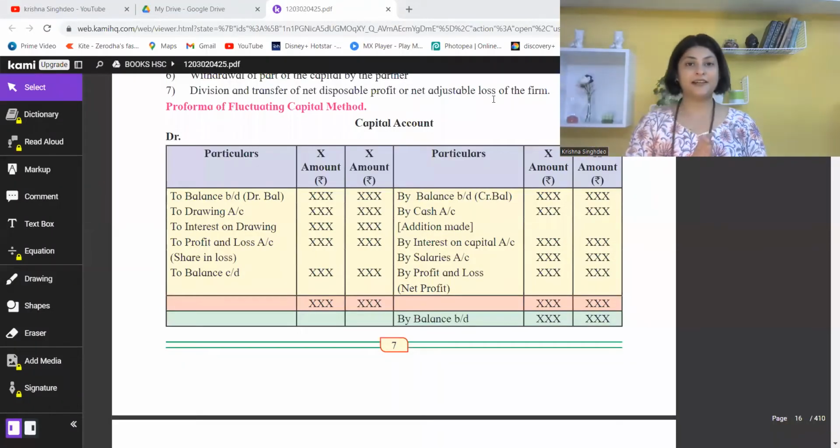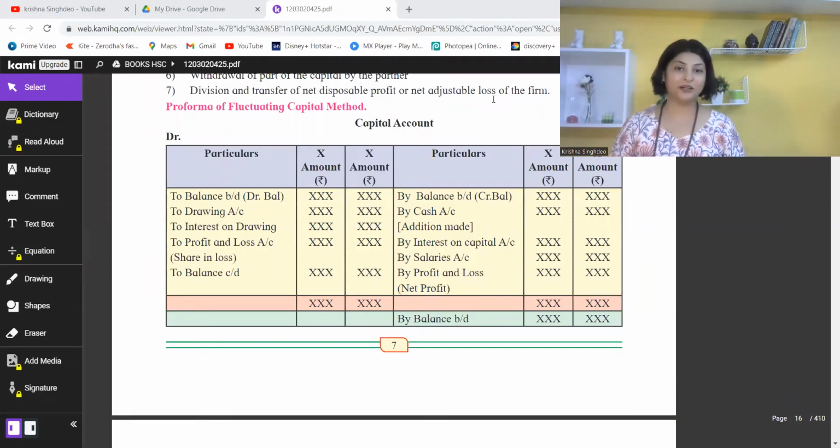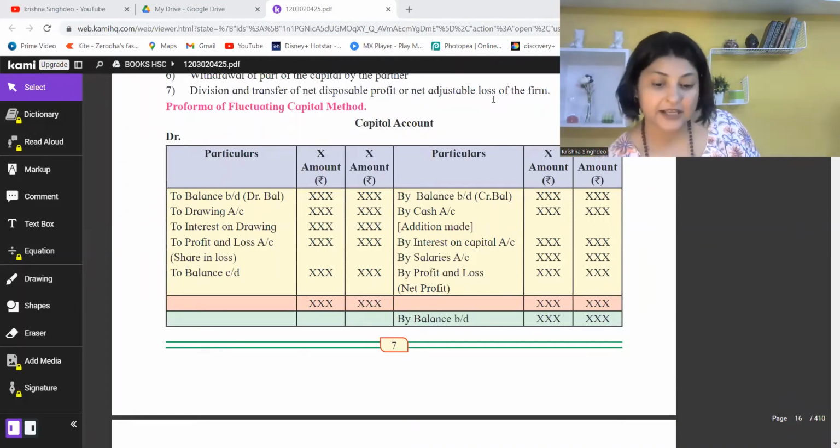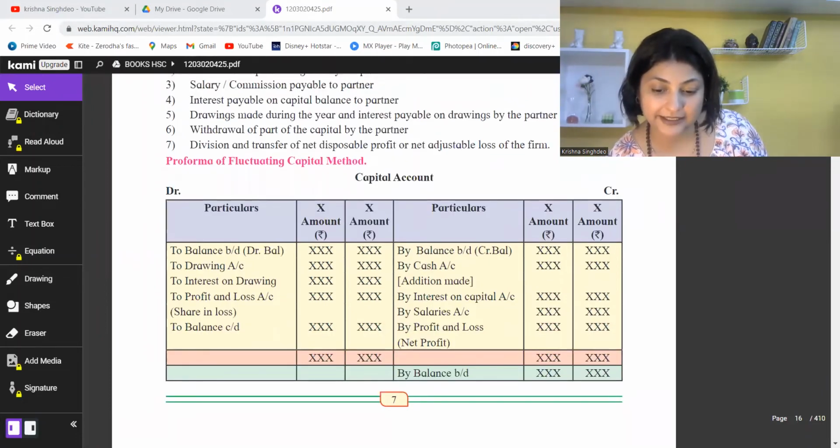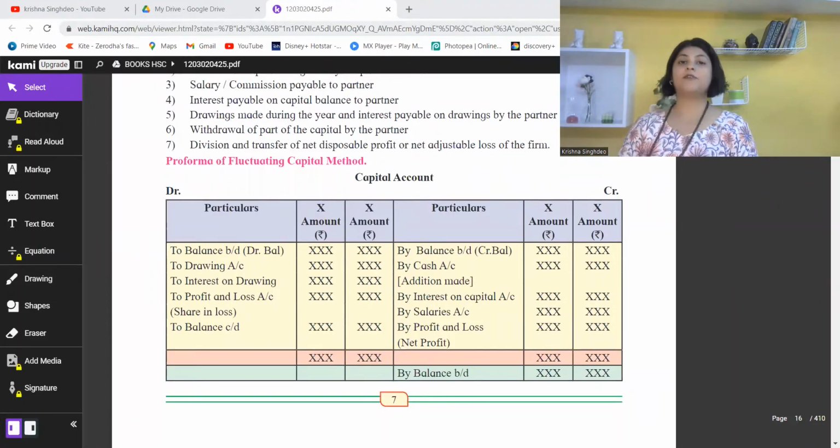So I'm sharing my file with you. Over here you can see. So here is the pro forma of capital account under fluctuating method in front of you. What you can see on the capital account on the debit side and credit side. So as far as the format of account is concerned, this is same as what we had seen in fixed capital method. In fixed capital method also capital account and current account were maintained like this only.